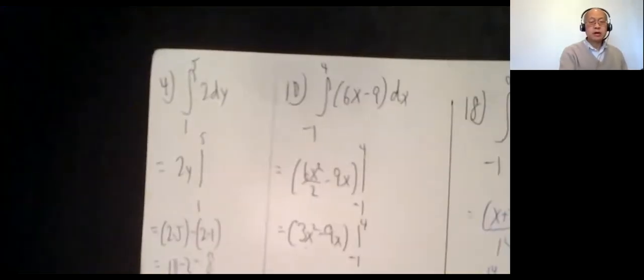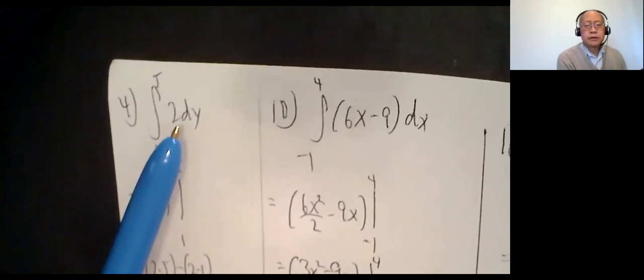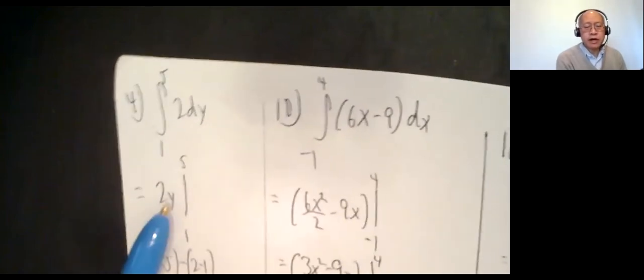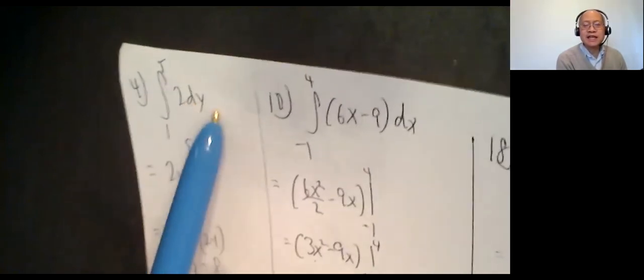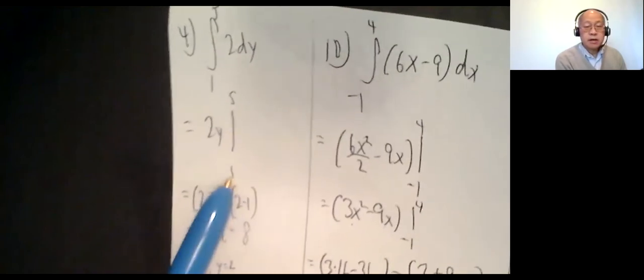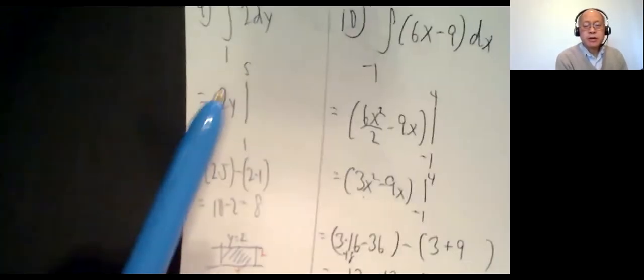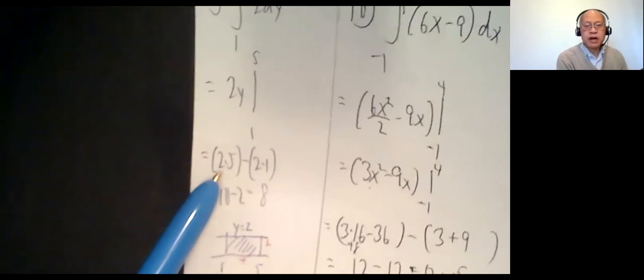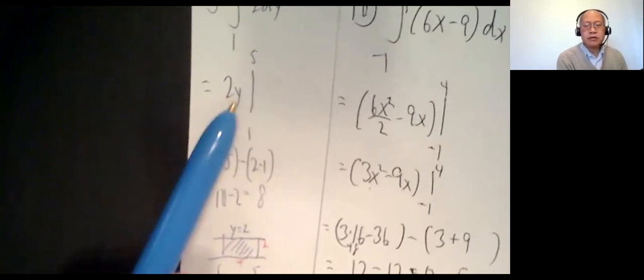Okay, number 4. Integral from 1 to 5 of 2y dy. So what's the integral of 2? Well, they tell you the variable is y, so you put 2y. If it said 2 dx, you would put 2x. If it said 2 dt, you would put 2t. So the d names the variable. So it's 2y. Okay. From 1 to 5, plug in 5, 2 times 5, 10. Minus plug in 1, 2 times 1 is 2. So the answer is 8.